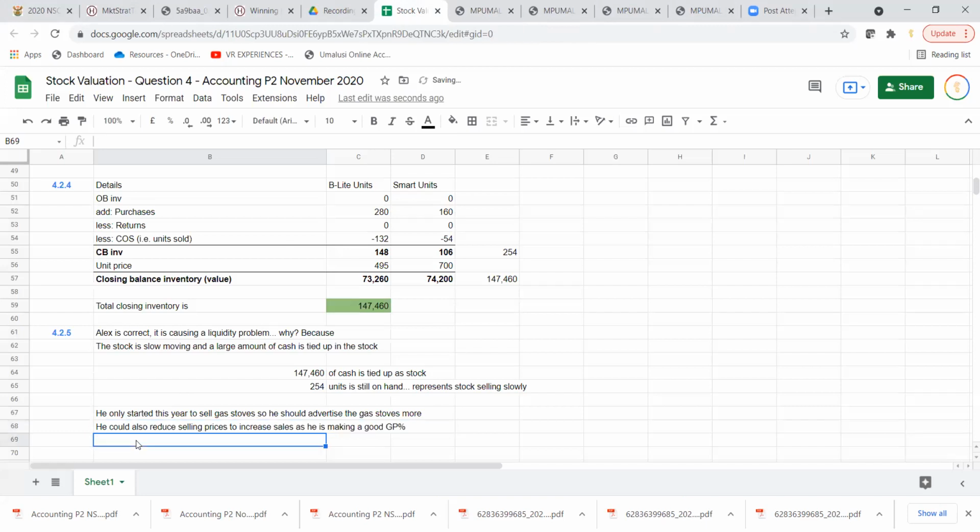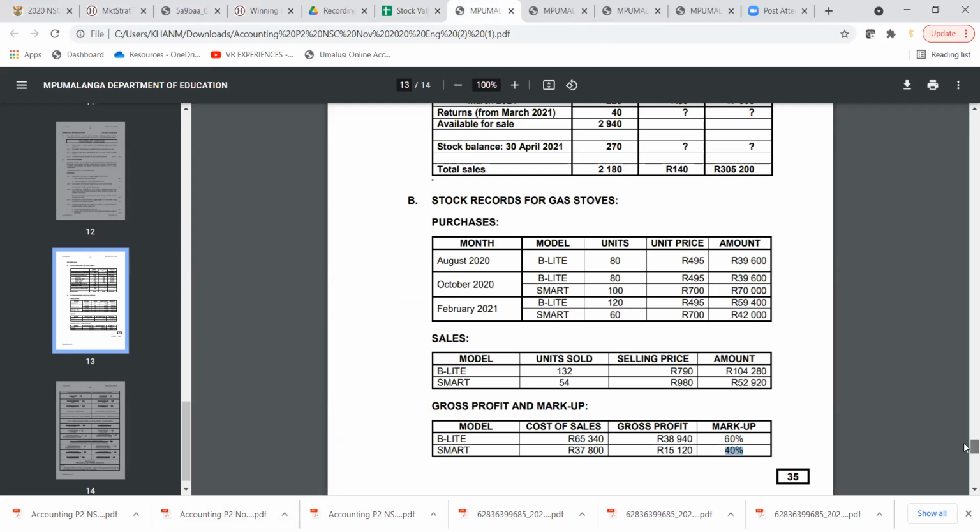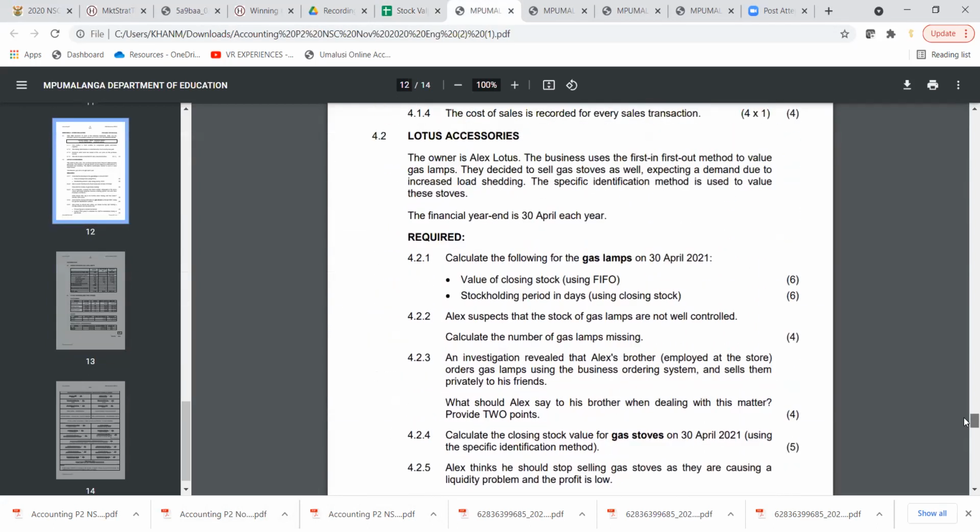Okay. Also, there will be demand if advertised due to load shedding. Okay, so again, I'm pretty sure there are more, but these are typical answers. Okay, so you can have a look at the solution for more answers, but those are basically the various parts of this question.